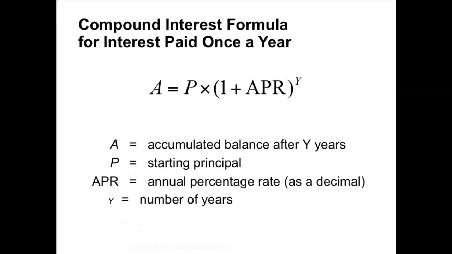So how do you compute the amount in an account that is earning compound interest? This is the way that it's done. And this is only for interest that's paid annually, so once a year. So make sure you note that, because you can't have accounts where interest is paid out more than once a year. So A equals P, which is, again, your principal, times the quantity 1 plus your APR, that's your annual percentage rate as a decimal, to the power of Y, which is the number of years.